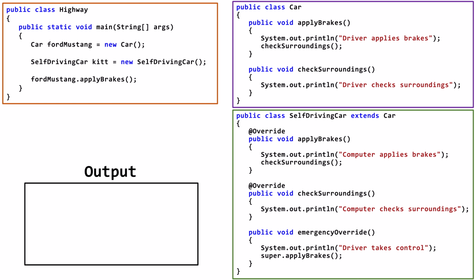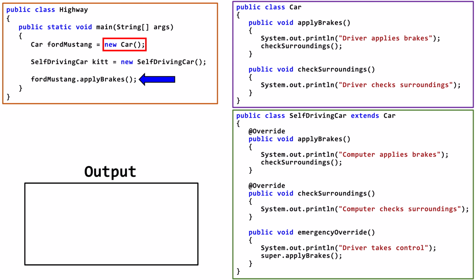Now let's add a new class, Highway. Highway isn't in an inheritance relationship with either Car or SelfDrivingCar. In Highway's main method, we create a variable called fordMustang and initialize it with a new instance of the Car class. Next, we create a variable called kit and initialize it with a new instance of the SelfDrivingCar class. Finally, we call the method applyBrakes from the variable fordMustang.